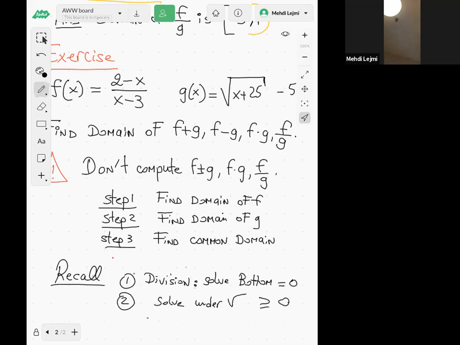So for the domain of F, obviously it's a fraction, so there is a division. So you solve the denominator equal to 0. As I said, that's when x is 3. So the input x can be any real number except 3. You have to exclude 3 from the domain of F. Just 3, only 3.